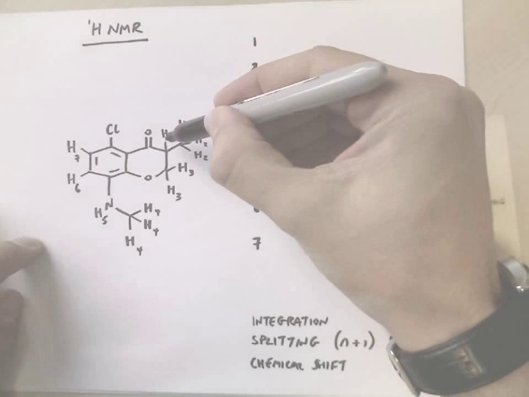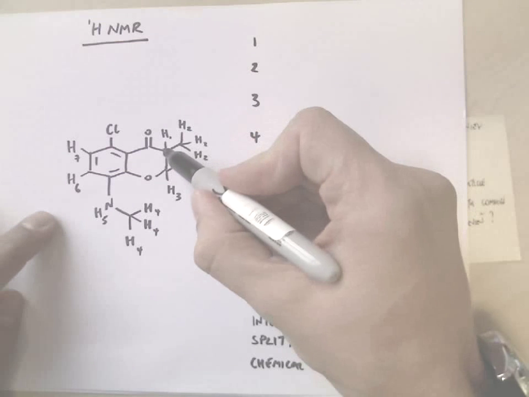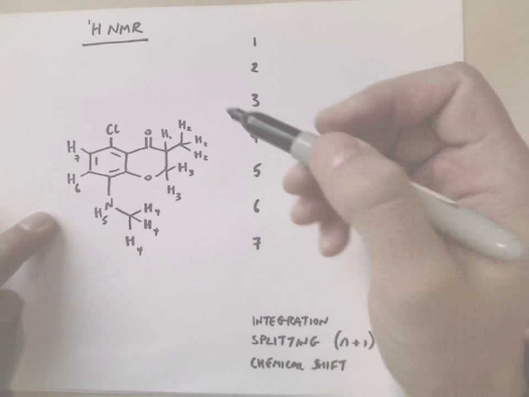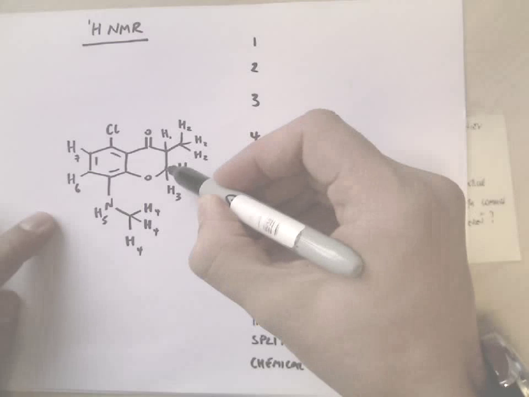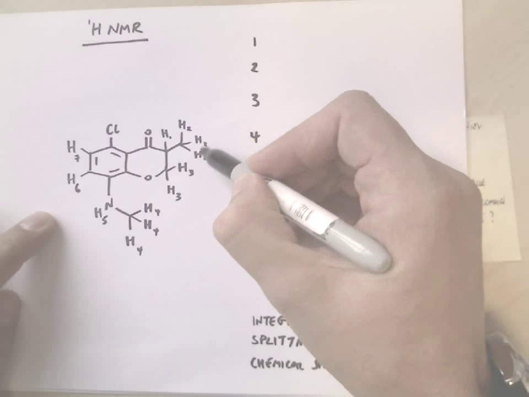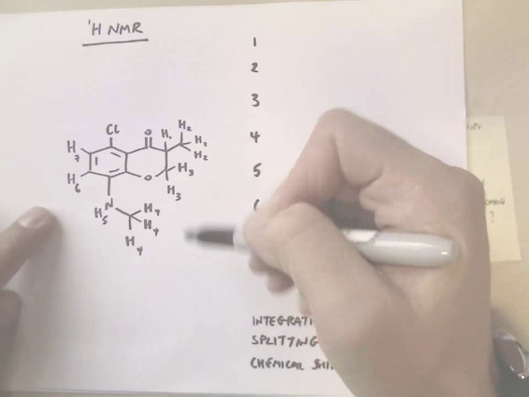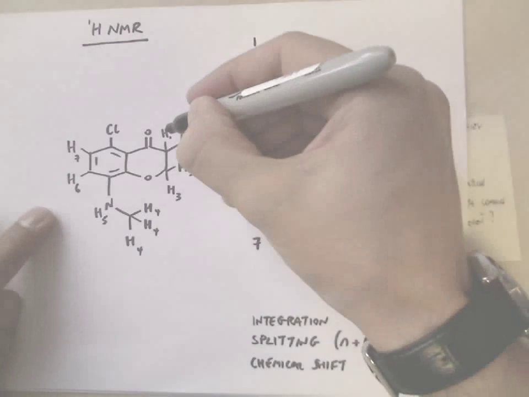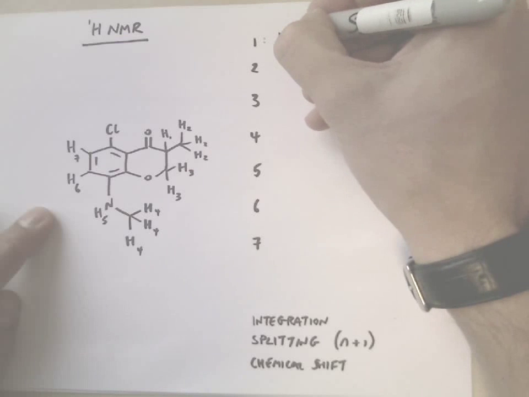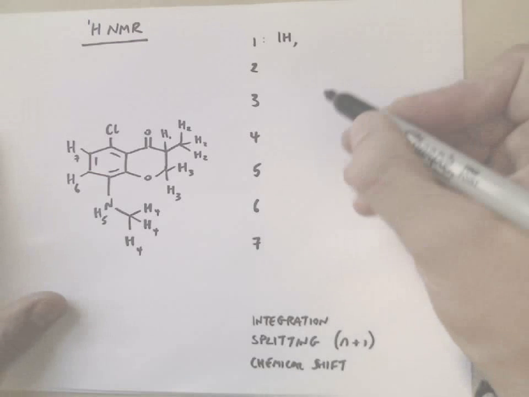So let's look at proton 1. It's attached to a carbon which is adjacent to a carbonyl. It also has a large number of neighbours. So there are 3 neighbours here, H2, and 2 neighbours here, H3. So first of all, we'll go through the integration for H1. Well, there's only one of them. So therefore, integration is 1 hydrogen, 1 proton.